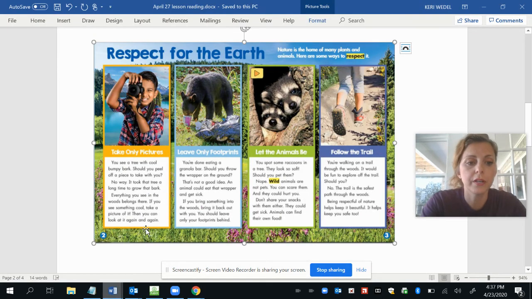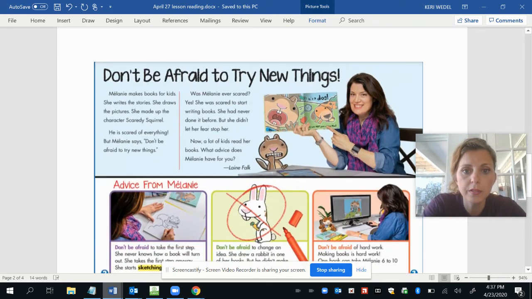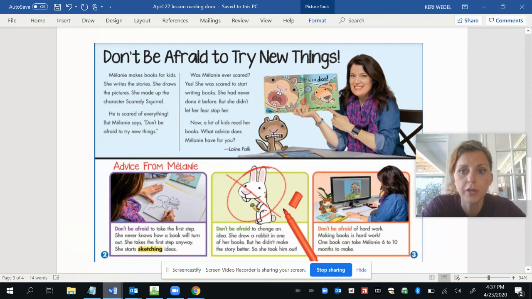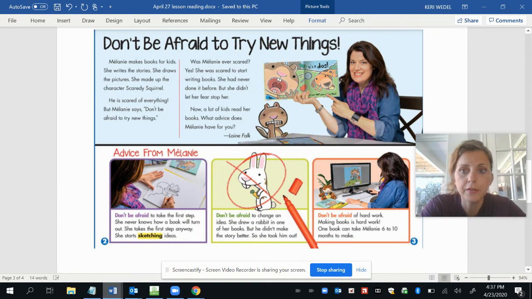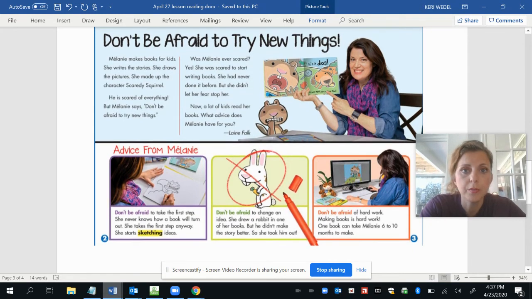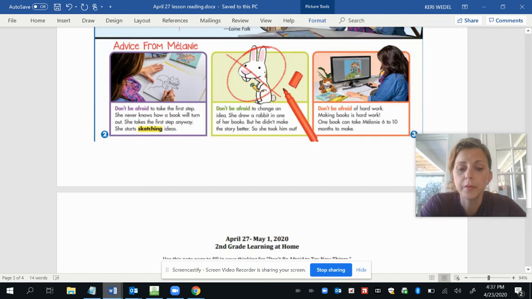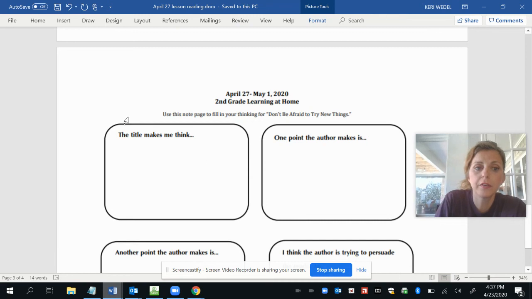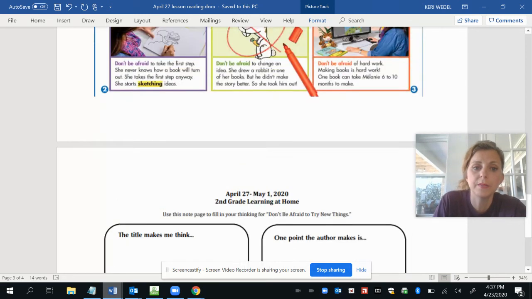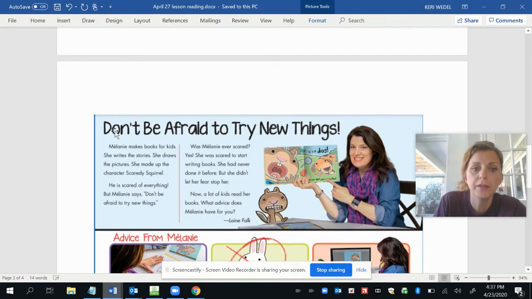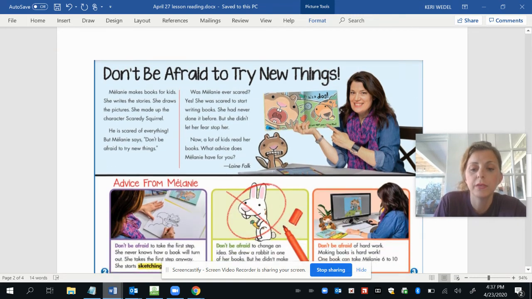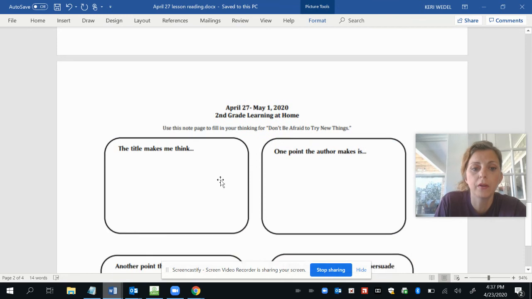So now you're going to try on your own. You are going to read this article called Don't Be Afraid to Try New Things. It's about the author of Scaredy Squirrel, which you probably already read or will be reading soon for your reading lesson. And remember, before you read the article, to come over and fill out the first box. The title makes me think. Right now you can already think about what this title, Don't Be Afraid to Try New Things, makes you think about what the article is going to be about, or really anything it makes you think.